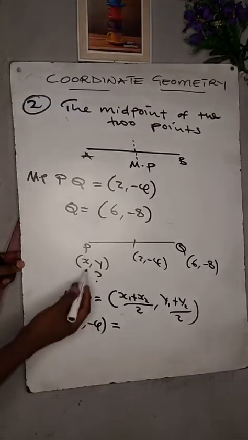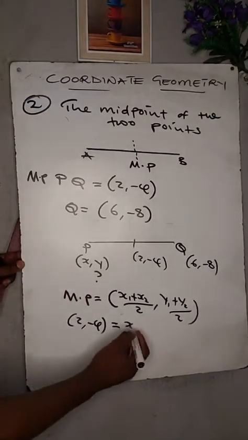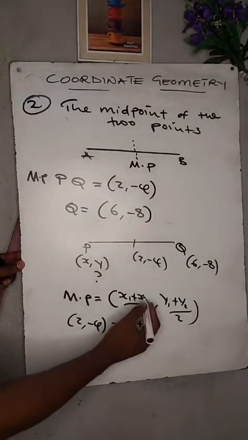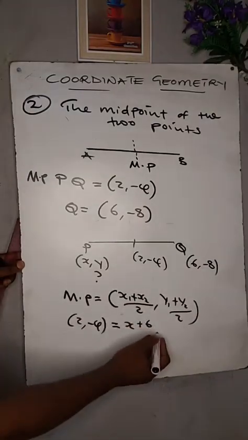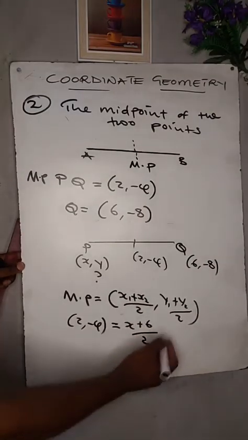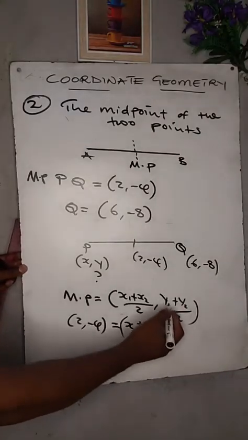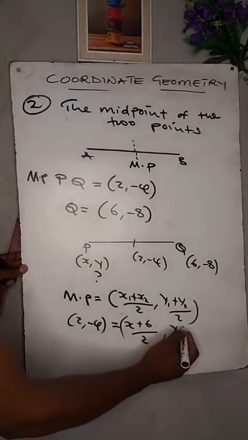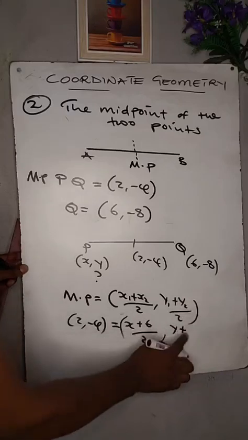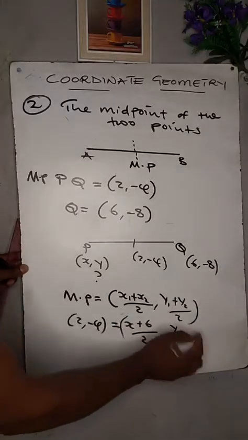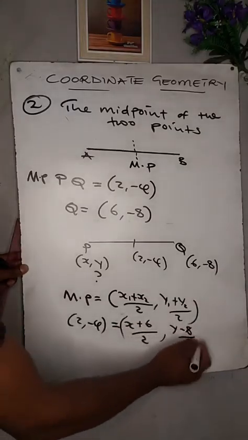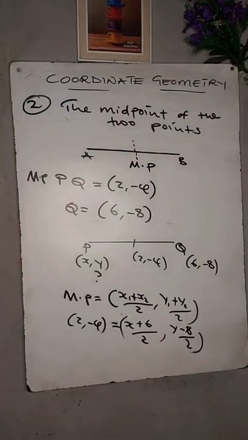Then for x1, we don't know, so just put x, plus our x2 is 6, so we put 6 over 2. Then we say comma. Then for our y1, we don't know, so we just put y, plus our y2 is -8. So positive times -8, we get -8 over 2. Now we know we're done.